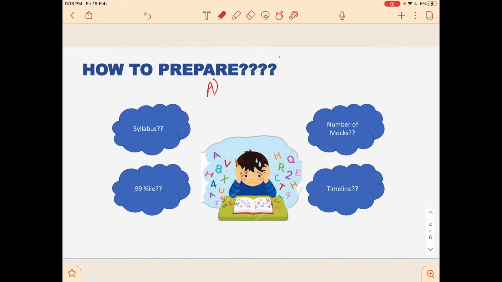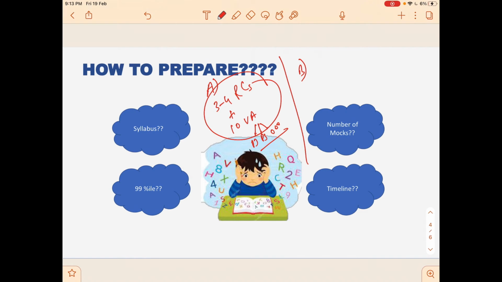The first option is to solve 3 to 4 RCs daily, and add to this 10 VA questions. The VA should be a mixed bag of PJ, PS, and odd one outs. Or the second option is to give one sectional mock.